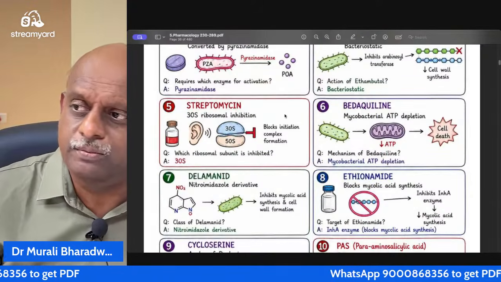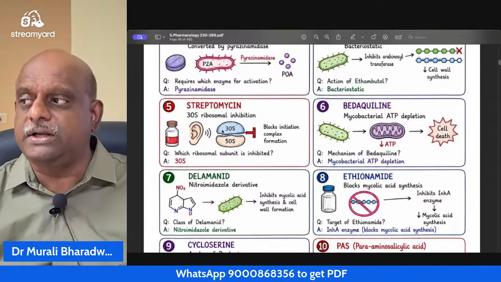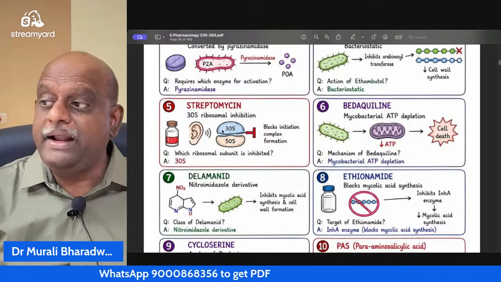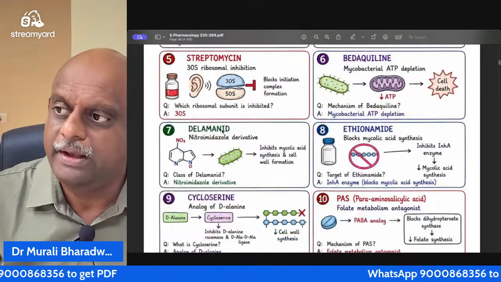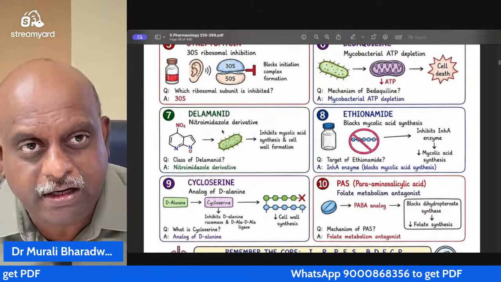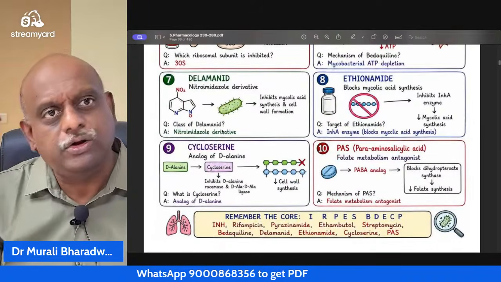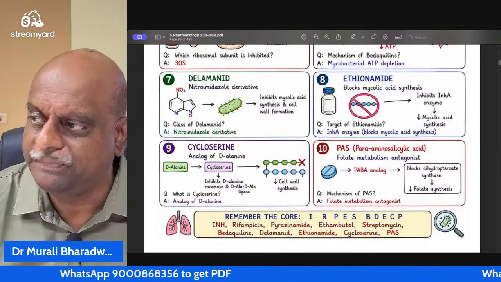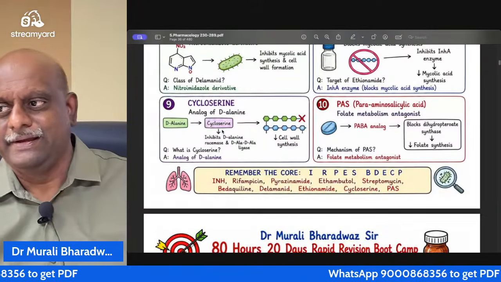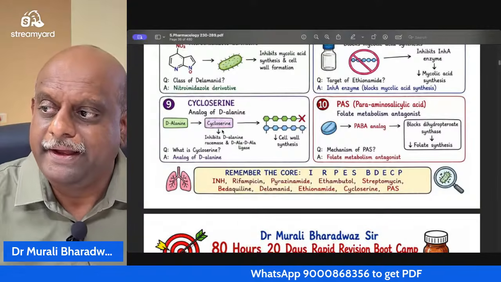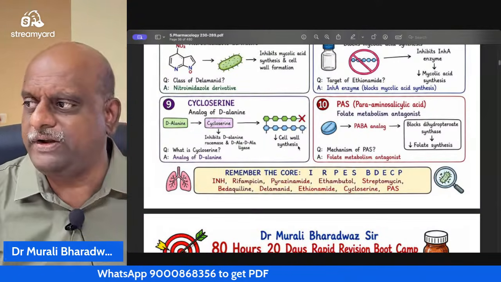Which type of ribosome is inhibited by streptomycin? It is the 30S ribosomal inhibition that we need to remember. And bedaquiline, a lot of times this is a favorite MCQ: mycobacterial ATP depletion. Delamanid inhibits mycolic acid synthesis. And ethionamide also blocks mycolic acid synthesis. And cycloserine is an analog of D-alanine, right? And it inhibits D-ala in the cell wall synthesis, is what we need to remember.